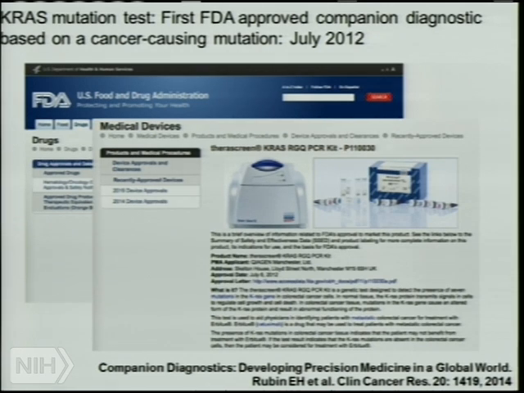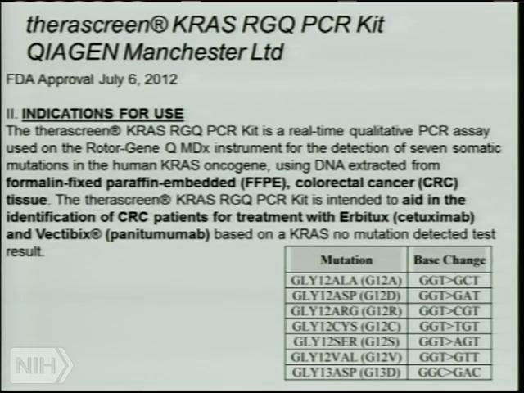And this actually is now done and recommended to be used in combination in colorectal cancer, in combination with either cetuximab or with panitumumab, which is another EGF receptor inhibitor. And another interesting point is that this KRAS test that's FDA approved doesn't test for every mutation.